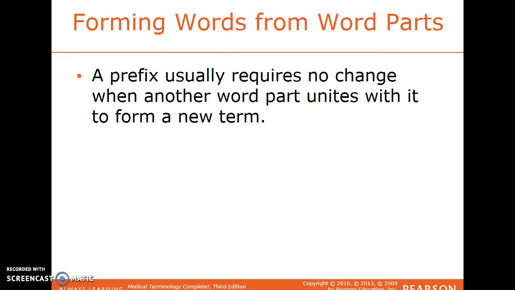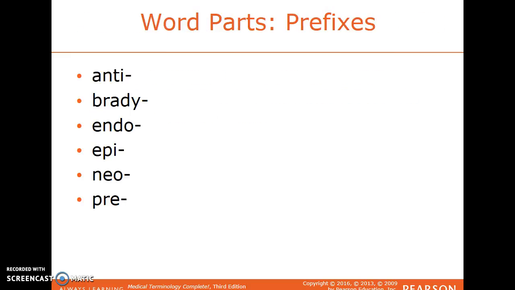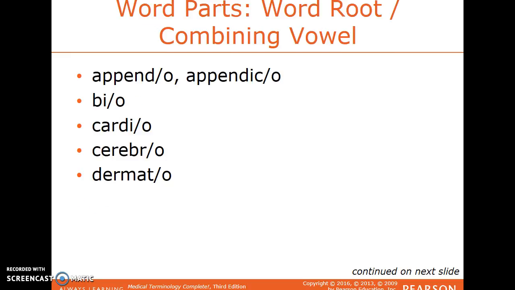Forming words from word parts. A prefix usually requires no change when another word part unites with it to form a new term. And here are some common prefixes. Anti, brady, endo, epi, neo, pre. Anti, meaning against. Brady is slow. Endo is in or within. Neo, new. Pre, before.